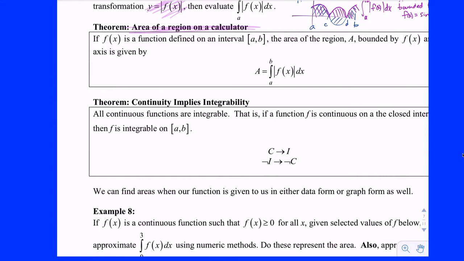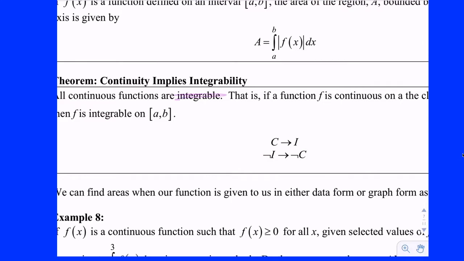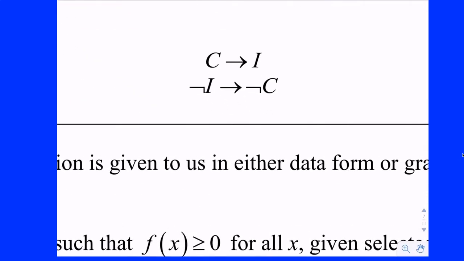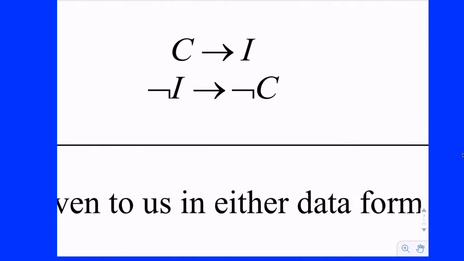That is, if a function is continuous on the closed interval, it's integrable on the closed interval from a to b. Now, what does integrable mean? We've seen that word already. It just means that you're able to find an area under the curve. You're able to find an area or a net accumulation. So if you use letters here, you've got C implies I. That's the statement.